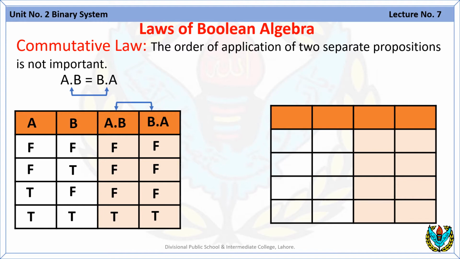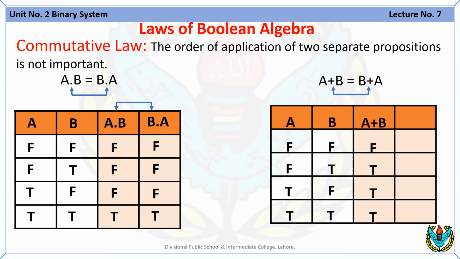Now, we can also verify this law by using the truth table of the OR operator. The order in which two variables A and B are used with the OR operator makes no difference, and the truth values are the same in each row. Hence, the commutative law for AND and OR operations has been proved.